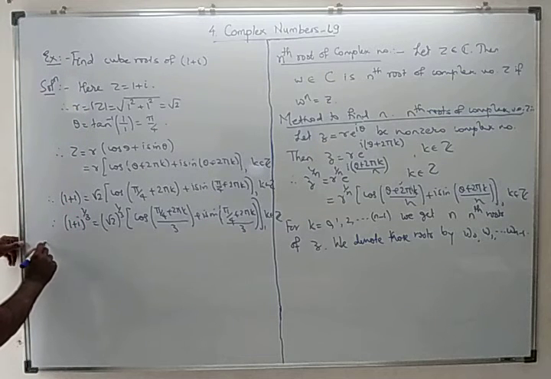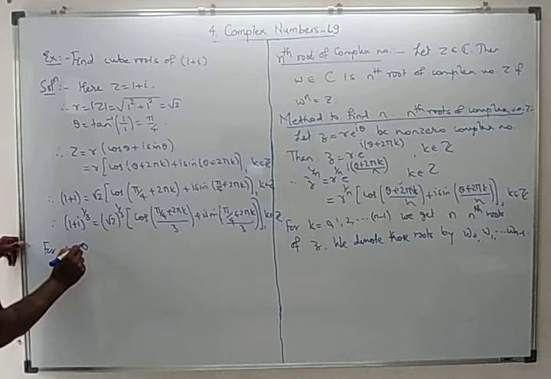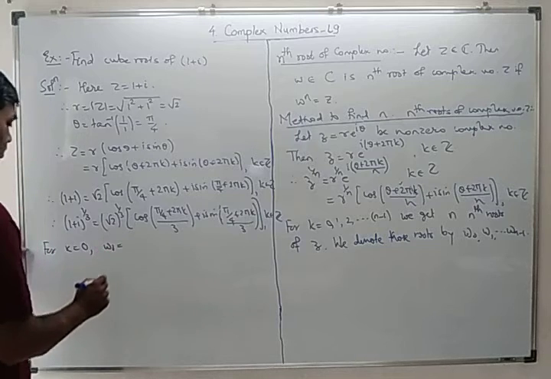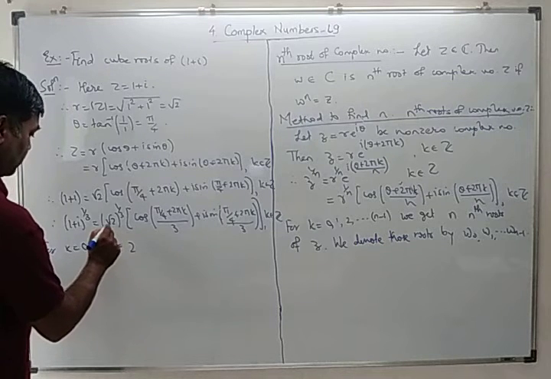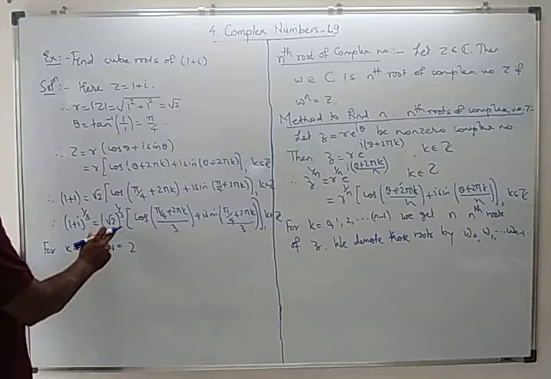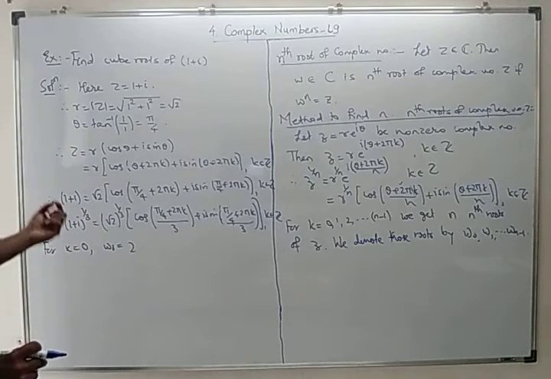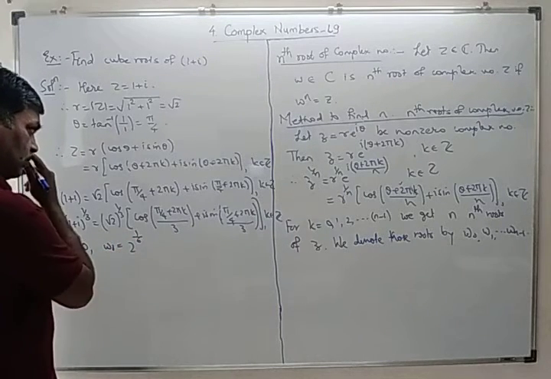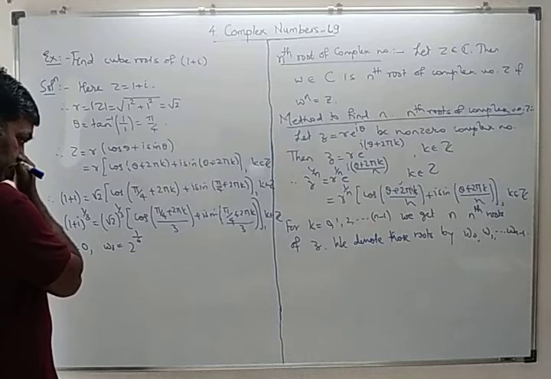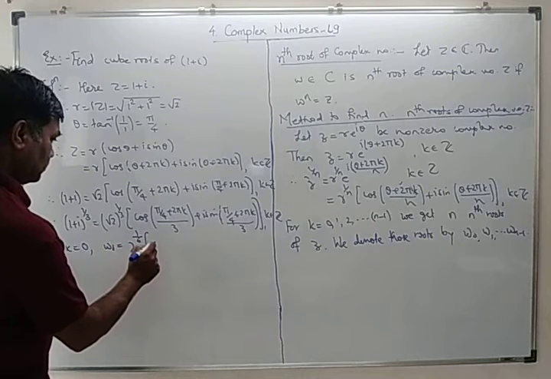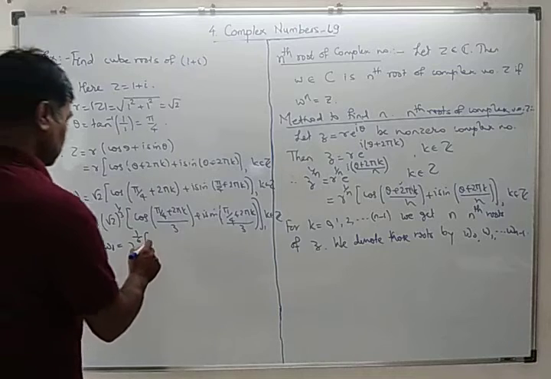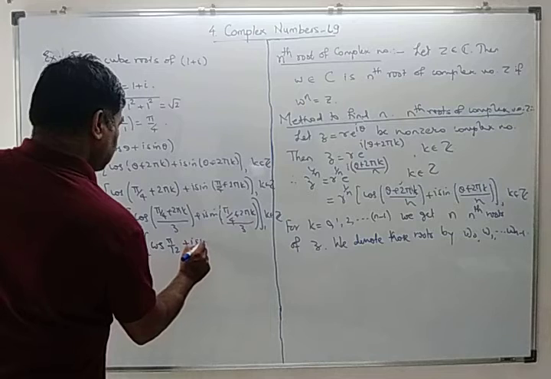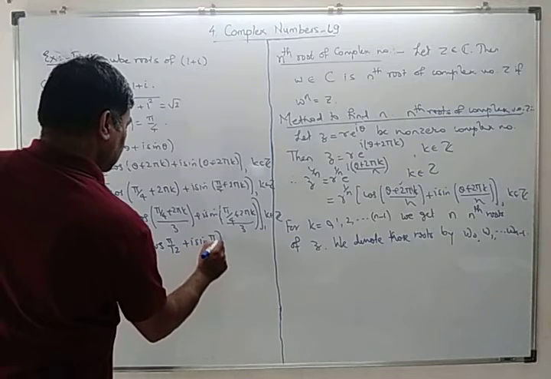For k equal to 0, w0 is equal to 2 raised to, square root 2 means 2 raised to 1 half, so 1 by 6, into cos pi by 12 plus i sin pi by 12.